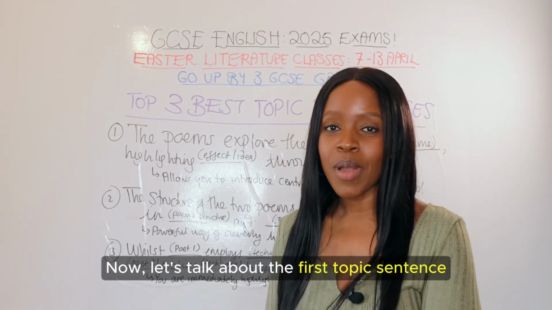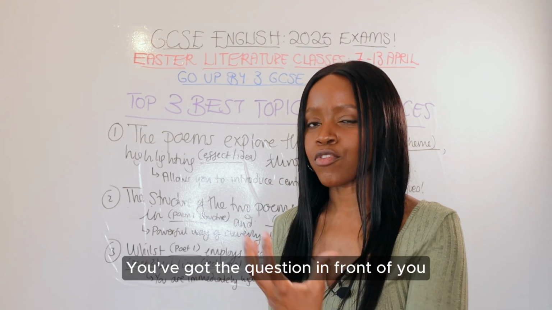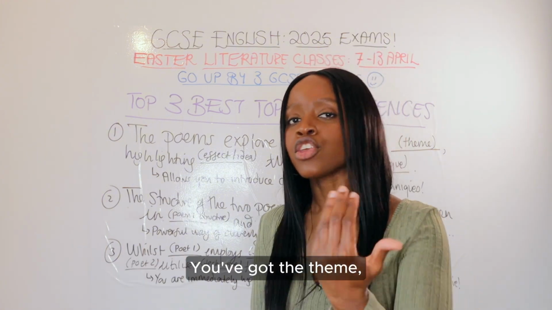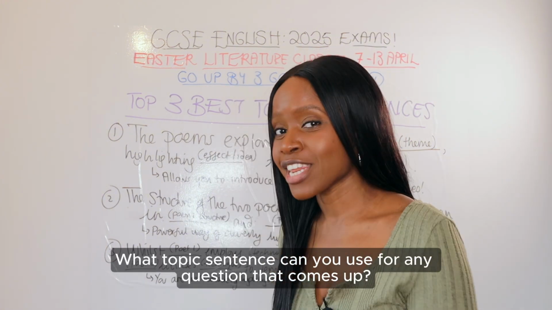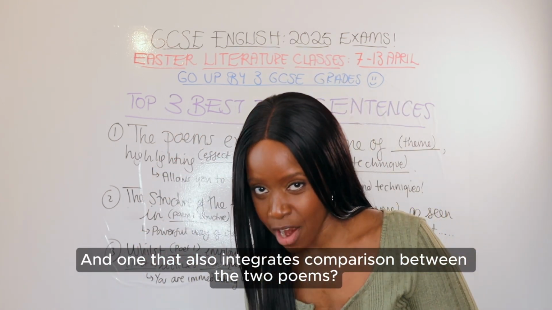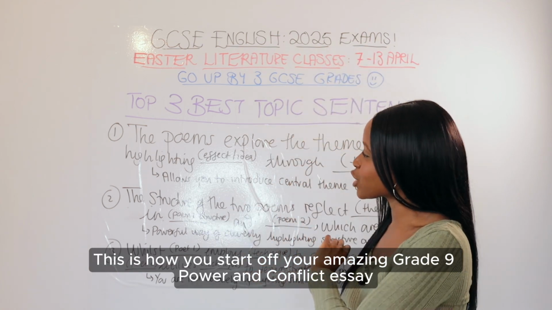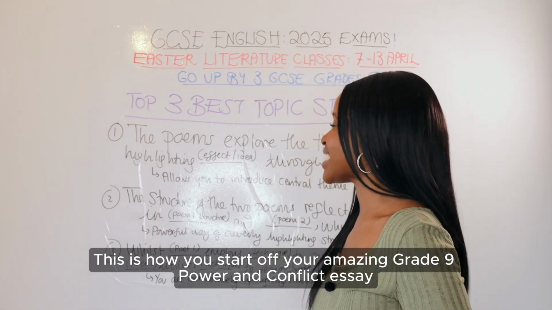Now, let's talk about the first topic sentence. How do you start your Power and Conflict essay? You've got the question in front of you, you've got the theme, you have got the chosen poem. What topic sentence can you use for any question that comes up, and one that also integrates comparison between the 2 poems? This is how you start off your amazing grade 9 Power and Conflict essay.